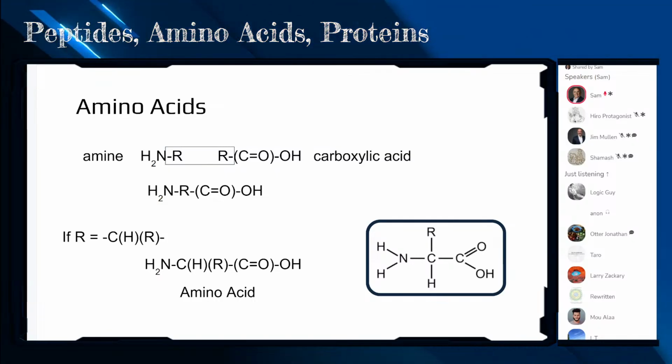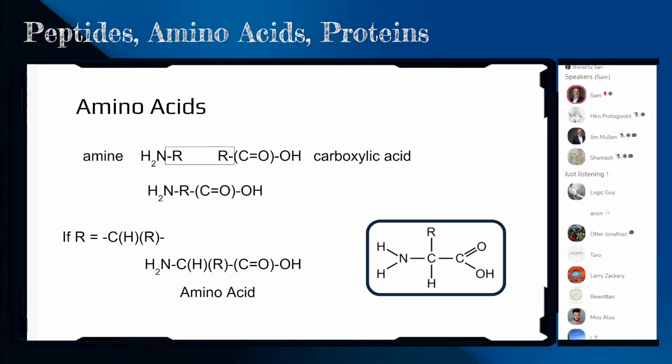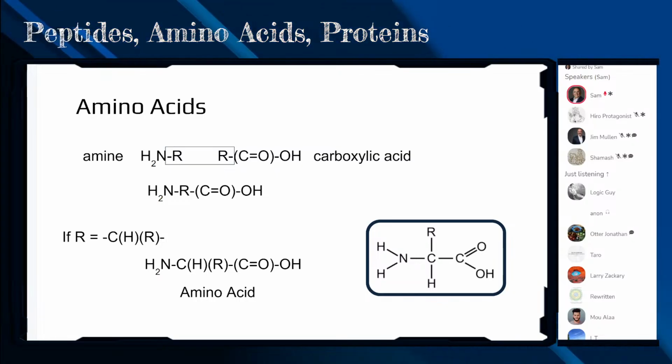An amino acid is a molecule that on one side has an amine group, an NH2, on the other side has an acid group, a COOH, and in the middle has a single carbon with a hydrogen and another moiety attached to it. Any molecule that has this format is an amino acid.